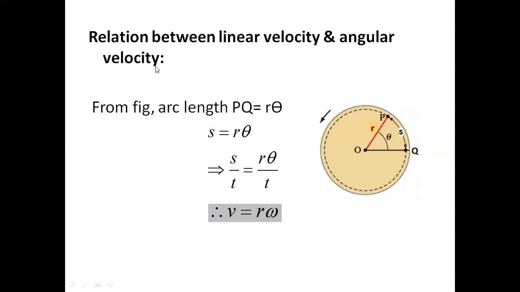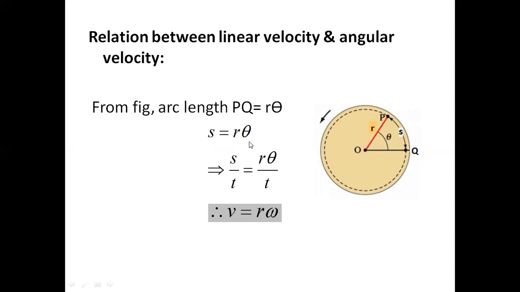Then the relation between linear velocity v and the angular velocity omega. Let us consider a body which is having a rotatory motion. Let the body displace an angle theta in time t seconds. Then from the figure, the arc length PQ, which we call the linear displacement, is equal to r into theta. Arc length S is equal to r theta.